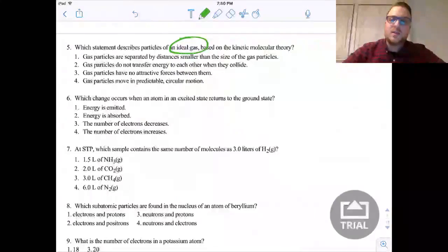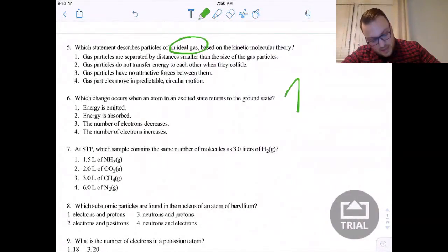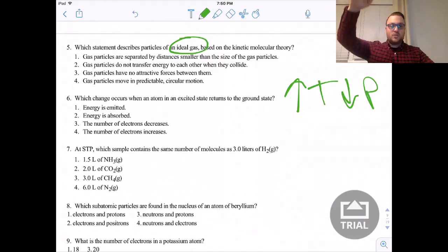First thing, high temp, low pressure. Ideal gases are most ideal at high temperatures and low pressures. So if you take real gases, like gases that exist in our atmosphere, and put them in increasingly high temperatures and increasingly low pressures, I don't know how to say that.